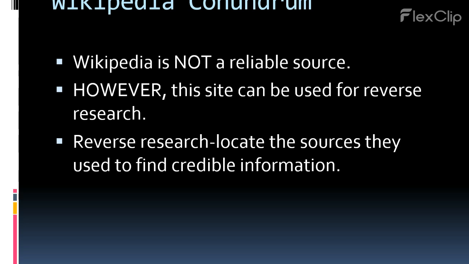And the Wikipedia conundrum. Do you trust Wikipedia? No, don't trust them. However, you can go to them. Just do what's called reverse research. Look up your word or your topic, go down to their resources, their references that they use, and click on them and go to the main source that they're using to find your information. That will help you find more articles that you can use.